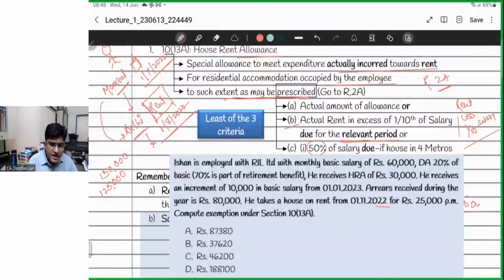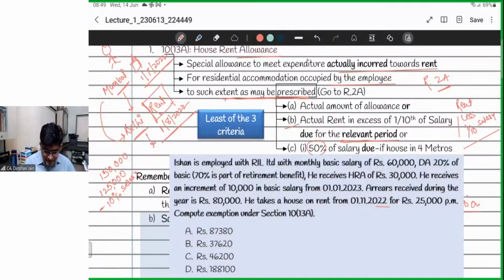But this 1,25,000 rupees again is not entirely exempt because I have to deduct 10% of salary out of this. The reason is I should bear at least 10% of the cost of the salary. To the extent of 10% of salary should be my cost. And therefore, the rent paid in excess of 10% of my salary is going to be exempt. Now, what my salary is becomes important, therefore, right?